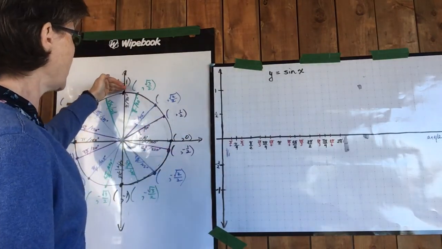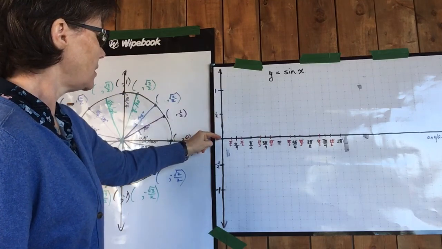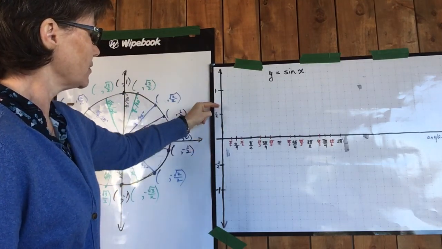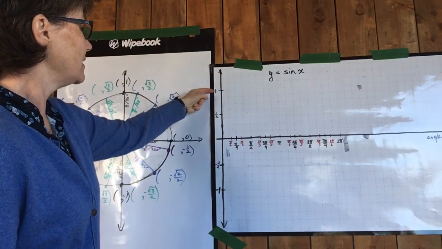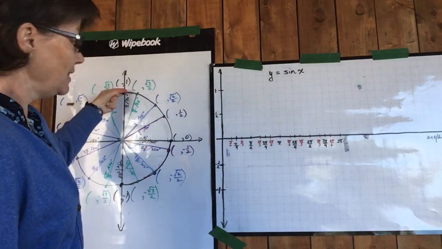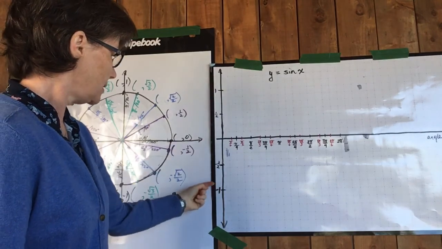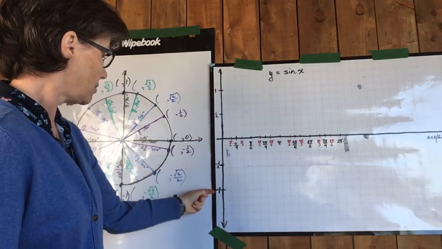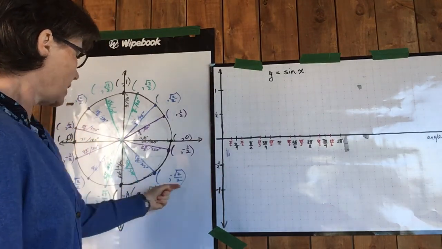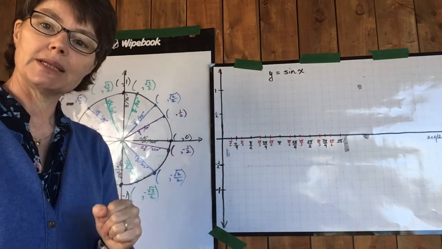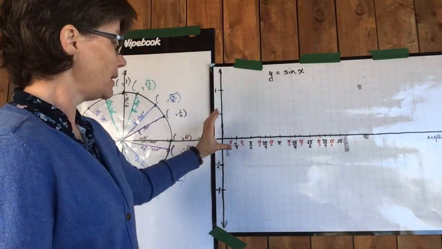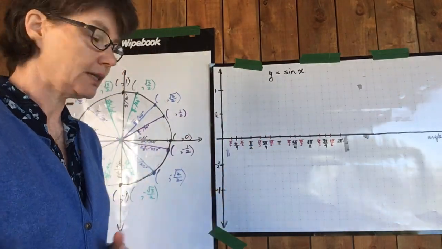Okay, so that's why I came up with this sort of awkward 7 grid marks here, because I drew my circle first, and that's how tall 1 was. So I made that 1 and then 7 grid marks down on my graph paper for -1. Please also, as you're drawing this, pause the video here so you can see it.